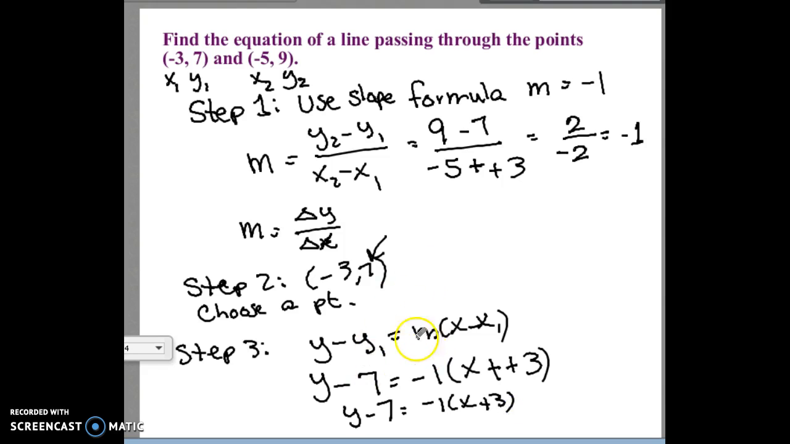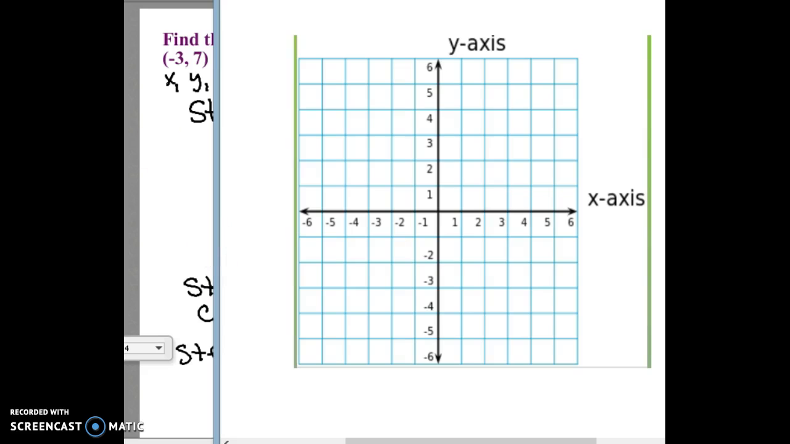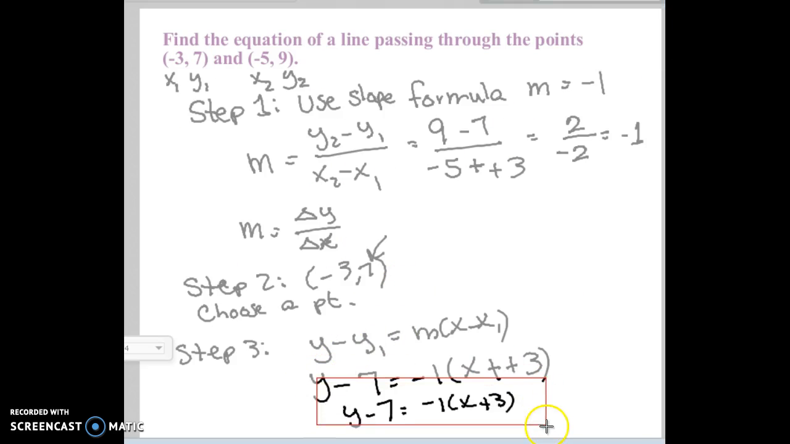Now I need to put this in a usable form. I'm going to put it in standard form. I'm actually going to go to a new page. So I have y minus 7. Let me just take a picture of that really quickly, and we'll go to a new page. So my equation was y minus 7 equals -1 times x plus 3.